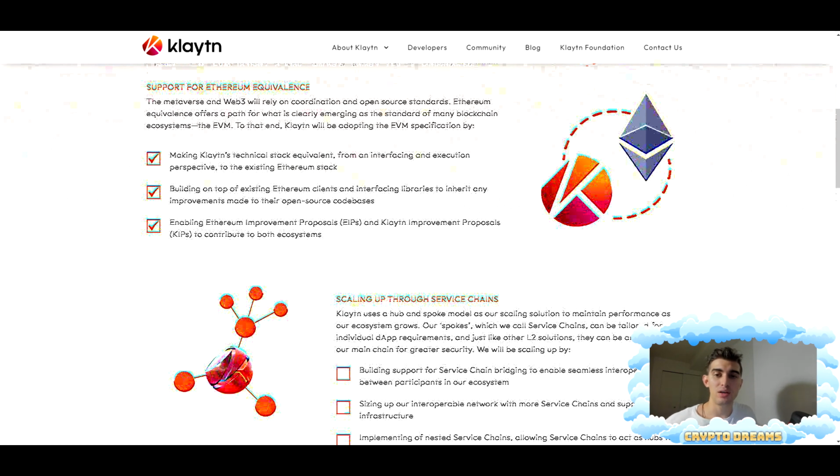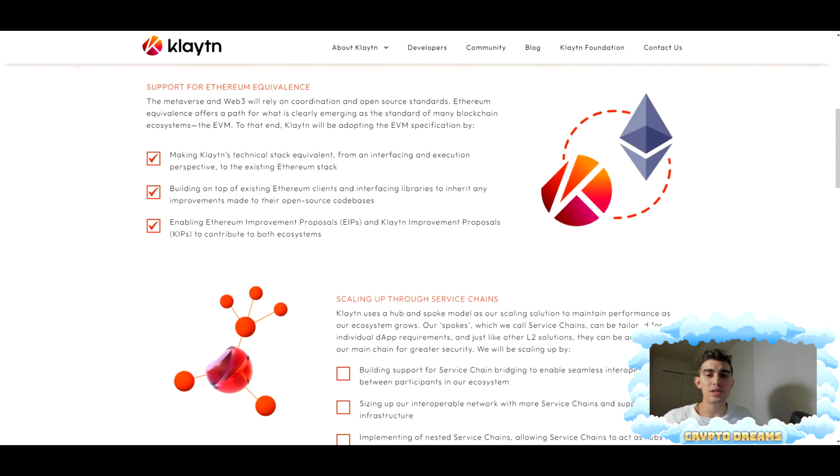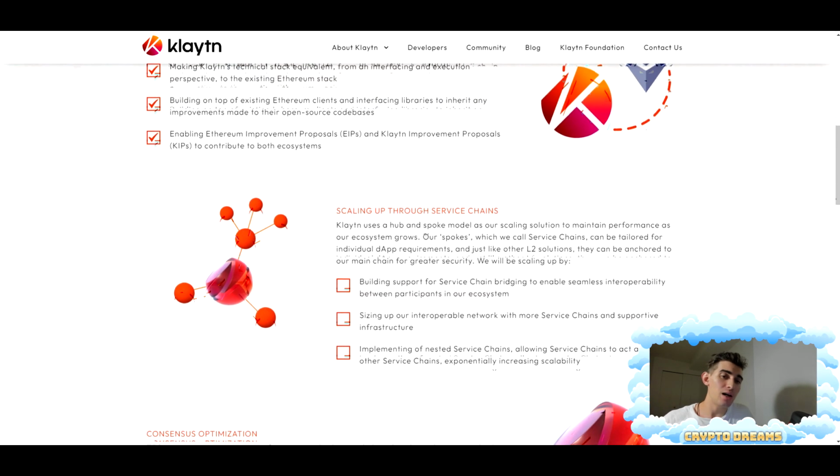You can see that they have these 3 points ticked, and moving down to scaling up through service chain. So Klaytn uses a hub and spoke model as our scaling solution to maintain performance as our ecosystem grows. Our spokes, which we call service chains, can be tailored for individual dApps or decentralized applications requirements, and just like other layer 2 solutions, they can be anchored to our main chain for a greater security.